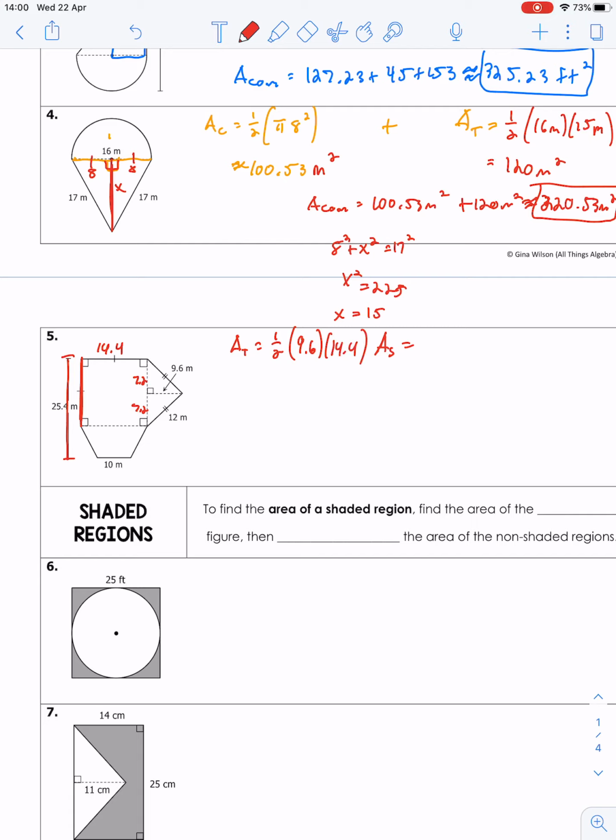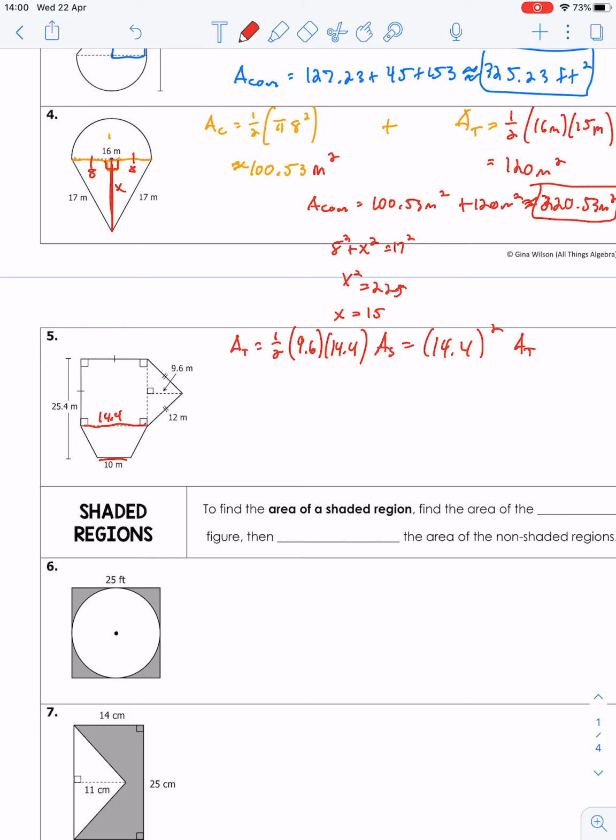Now we need to find the area of our square. So we already have one side, so we can find the rest. It's just 14.4 squared. And then we have to find our trapezoid. So our trapezoid, we have one base. We already know that's 14.4. Oh, and we have 10.